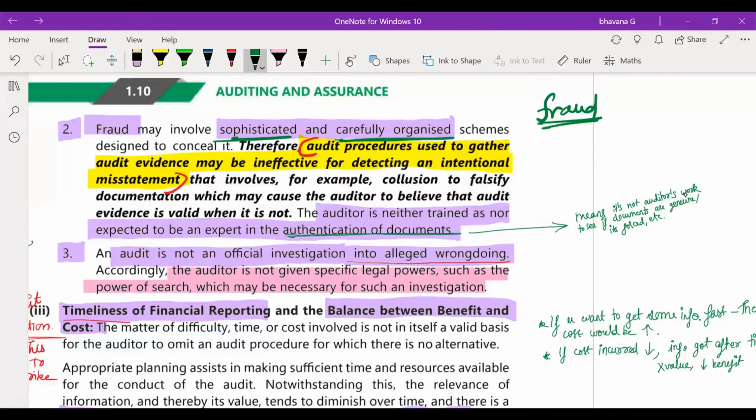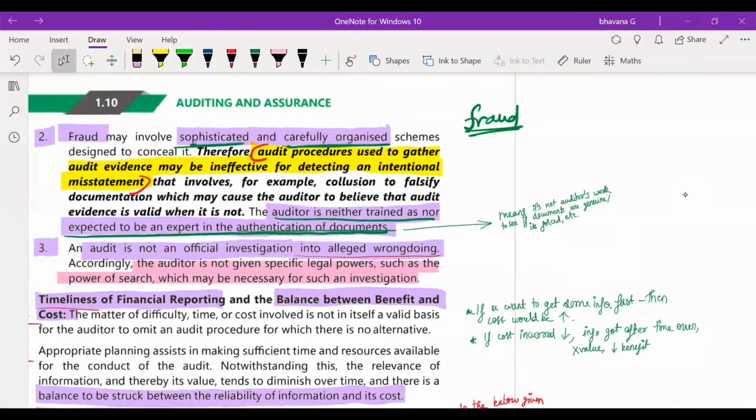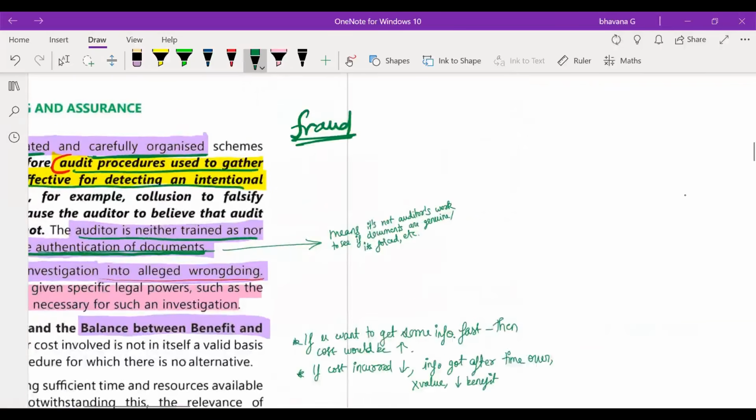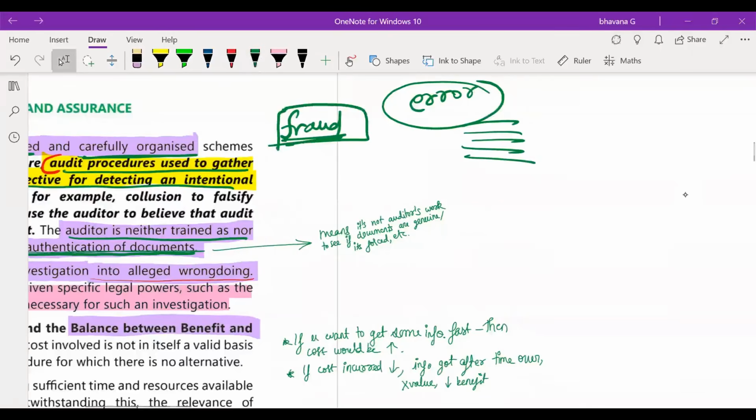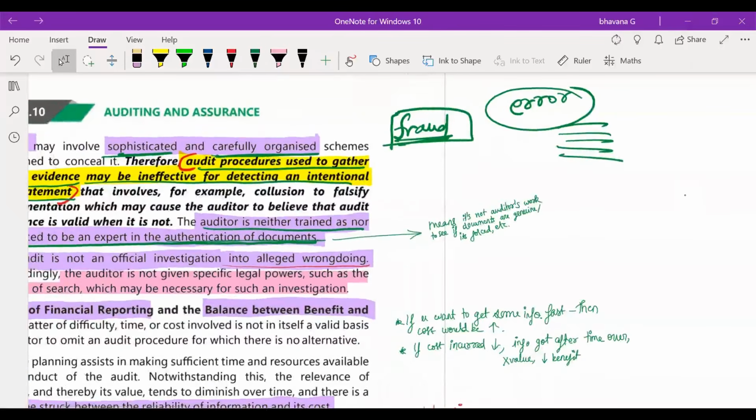So what happens here is that the auditor is neither trained nor expected to be an expert in authentication of documents. Before that point, we'll read this: audit procedures used to gather audit evidence may be ineffective for determining an intentional misstatement. If there is something like an error, and you check it with a few documents, you may find that this error has happened. But when somebody is doing a fraud, they will do it very cleverly, very wisely, in such a way that you are not able to find it out.